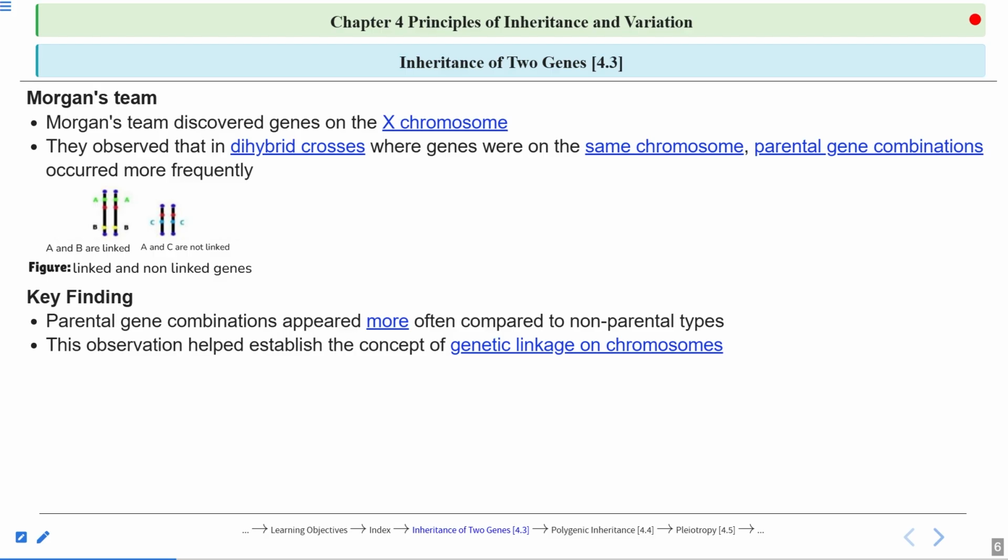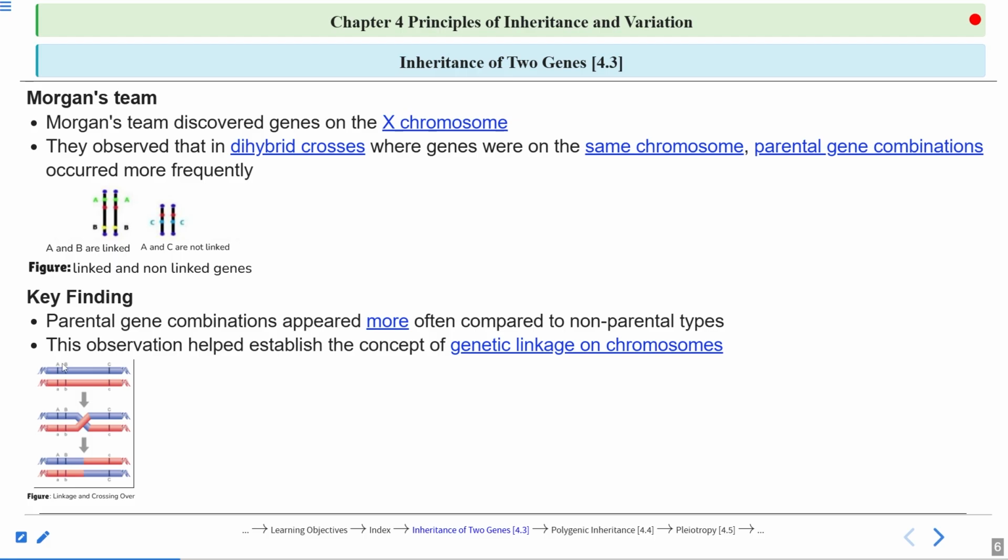And as they are present on the same chromosome and the distance between the two genes is less, it means these two genes are physically associated with each other. Then the recombination between these two genes is less. That's why parental combinations are more. These two genes are inherited together.